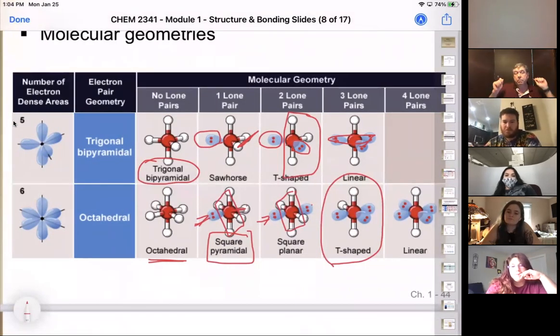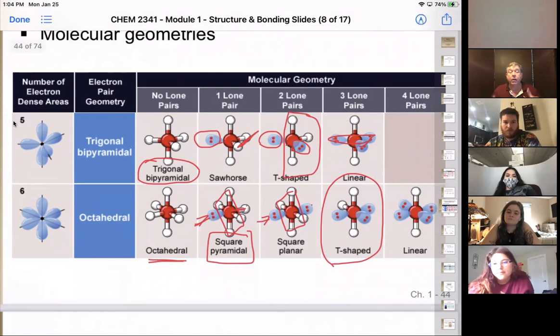So make sure you know the difference between electronic geometry and molecular geometry. And it all goes back to your correct Lewis dot structure.